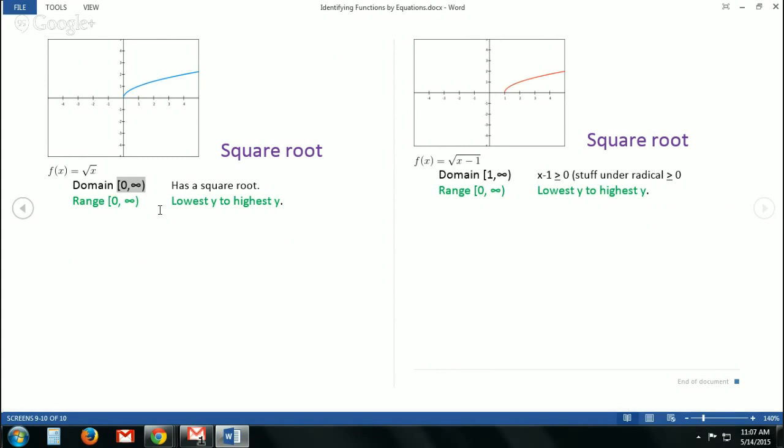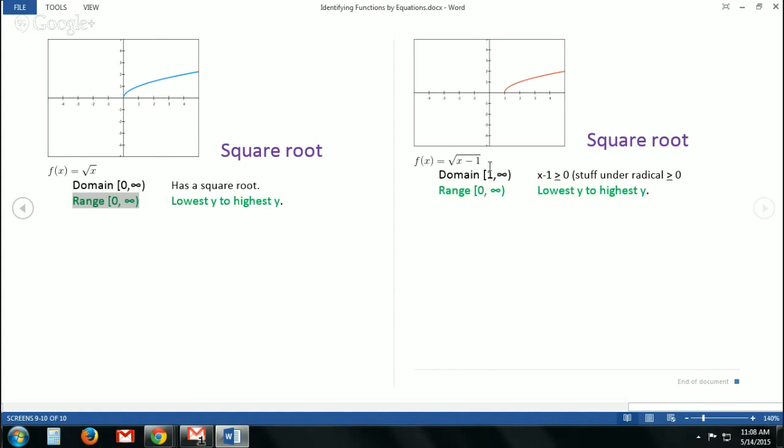The range of this, the lowest y value that we have is 0. The highest, it continues to go up as we move out to infinity. So from 0 to infinity is our range. Notice again that the 0 is included because there's actually a place where 0 is the y value. One more for us here.